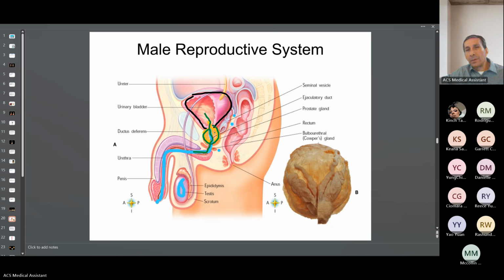Now, what happens if the prostate swells up, becomes larger, squeezes the urinary bladder? So you're not going to be able to pee because it's kind of constricting it. So we will see that when we get to the urinary system. For now, just understand, we're going to repeat it again during the urinary system.